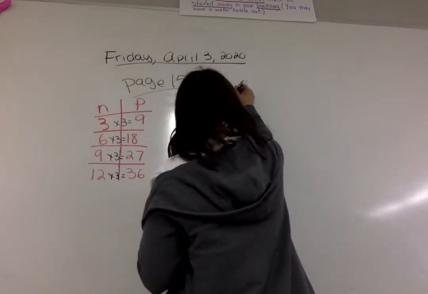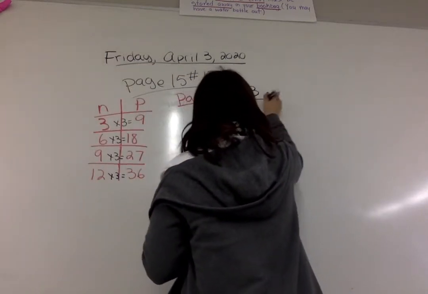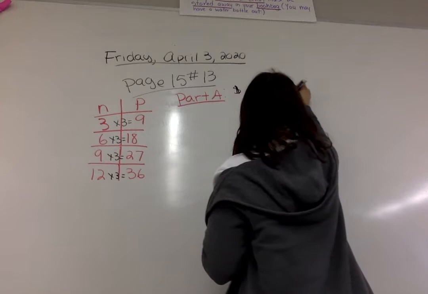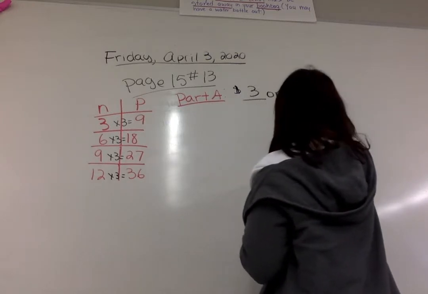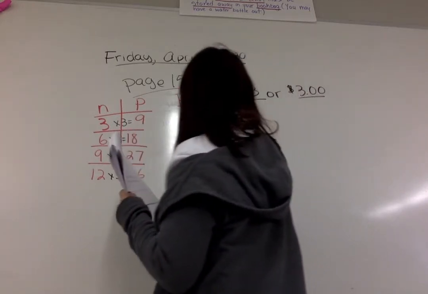So the profit earned is $3. 3 or 3.00 is the same because money goes to the hundredths place. Let's look at part B now.